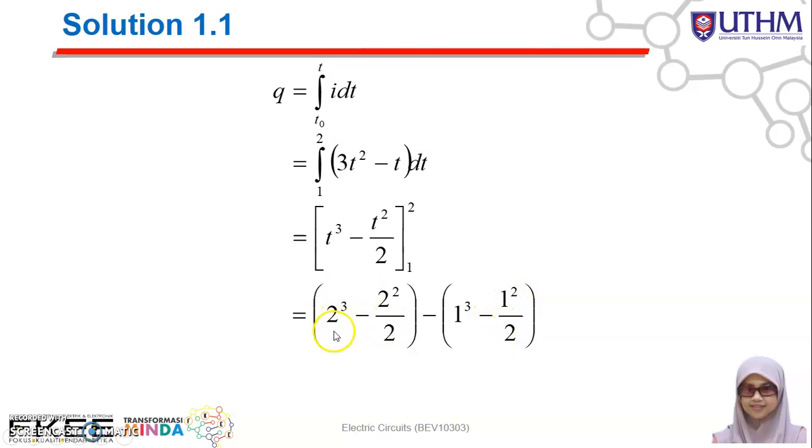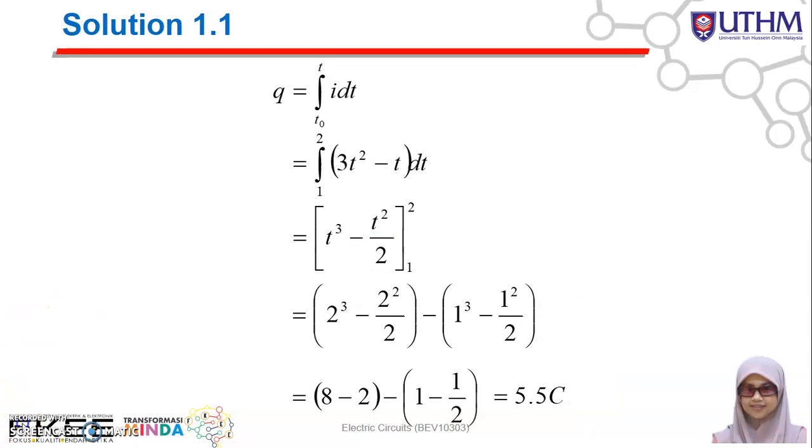Okay, so from here you get 8 minus 4 minus 2 is 2, so 8 minus 2, and then here I got 1 minus 1 over 2. Okay, and then after that I further simplify it, I got 5.5 coulomb. Okay, so this is the final answer.